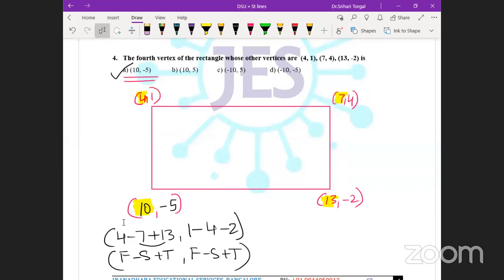If they give you any 3 points, you can find out the fourth point. No problem. It may be anything. Now you can check it out. 7 minus 13 plus 10. That is minus 3. 7 minus 3, 4. See here. We'll get the first point.